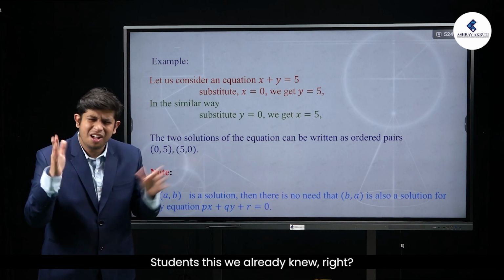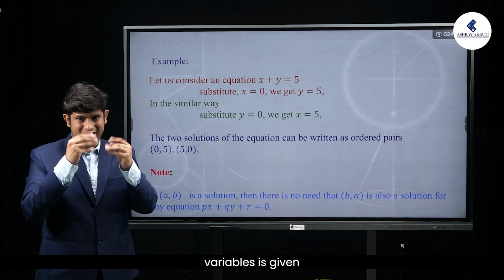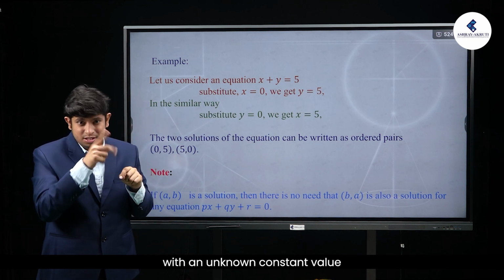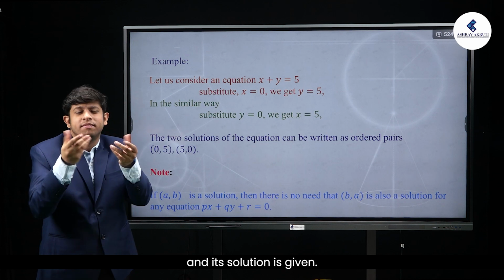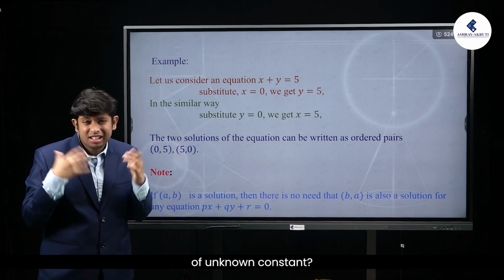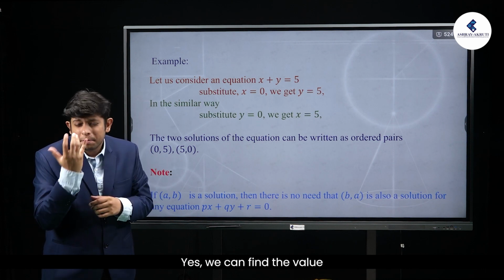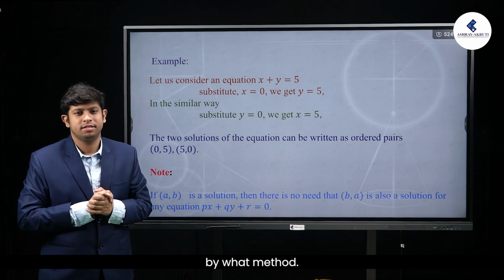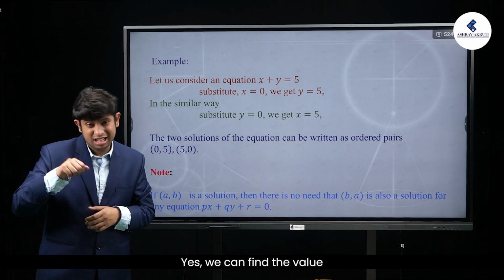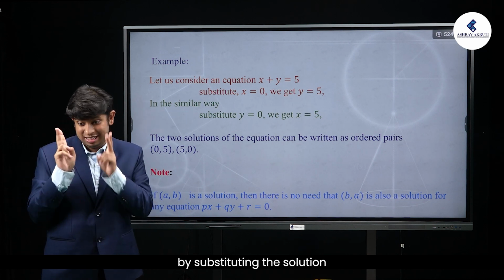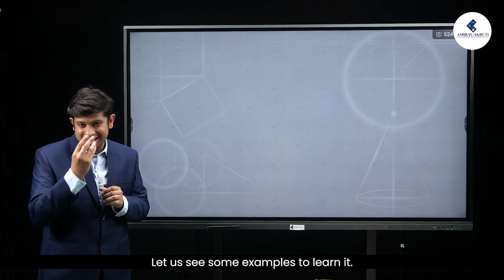Students, this we already knew, right? Yes. Let us suppose a linear equation in two variables is given with an unknown constant value and its solution is given. Can we find the value of unknown constant? Yes, we can find the value. By what method can we find the value of unknown constant? Yes, we can find the value of unknown constant by substituting the solution, that is the ordered pair, in the given equation. Let us see some examples to learn it.